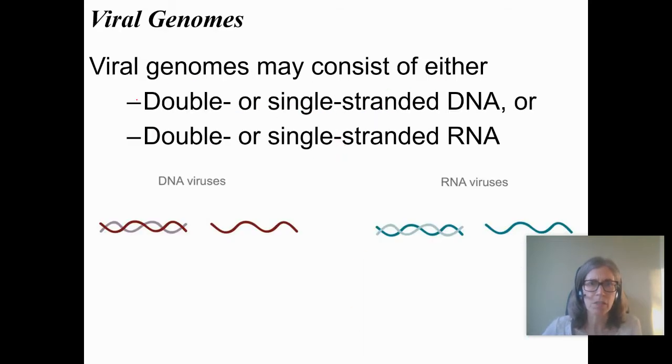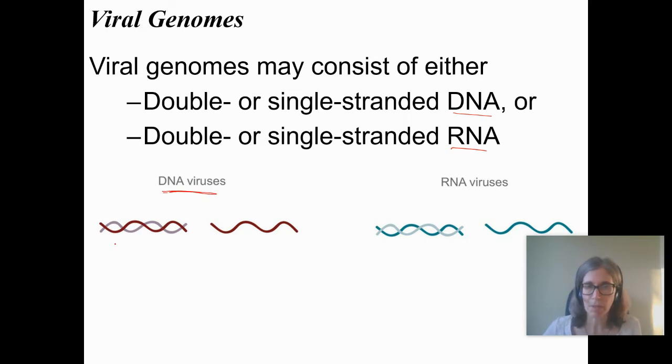So viral genomes can consist of either double-stranded or single-stranded DNA and either double-stranded or single-stranded RNA. So that's different from cellular life. We have DNA as our genetic material, as do all life forms on the planet, as long as you don't call viruses life forms. So viruses can be DNA viruses, and this one's double-stranded.